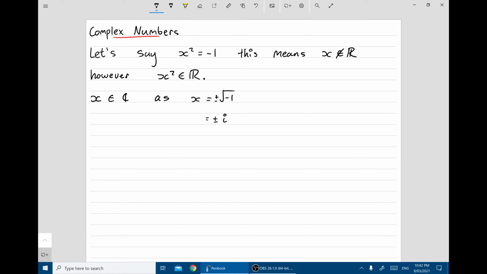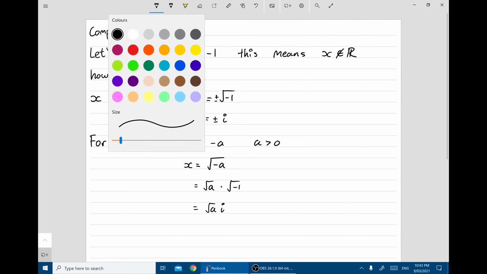So the idea of complex numbers is actually we are looking at the square root of negative numbers. And we can take this definition a bit further. Say for example we have x squared equal to minus a, for a positive. Well, in this case, we get a similar case. We get x is equal to the square root of minus a, and assuming that you know the properties of surds, we can split this into two different square roots: the square root of a and the square root of minus 1. And furthermore, this can be simplified to give root a i. So that's some pretty simple algebraic terms.